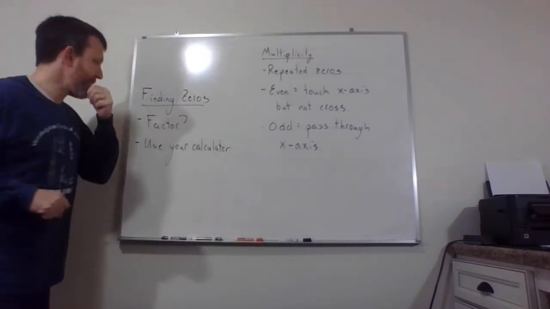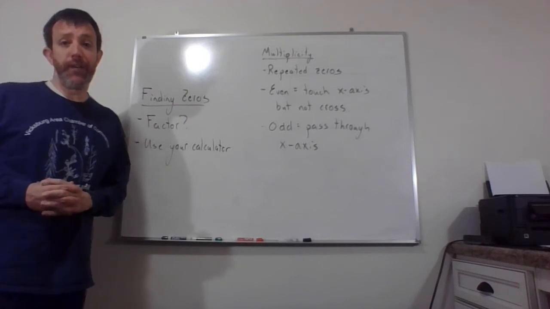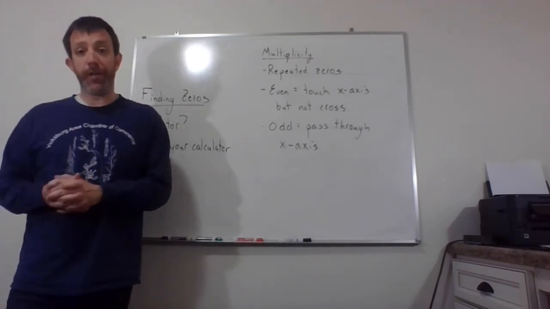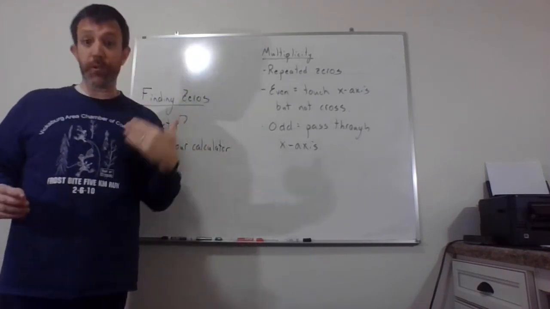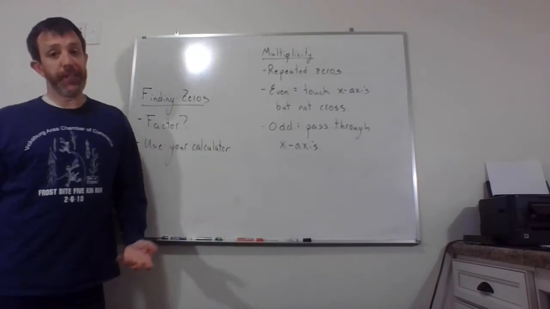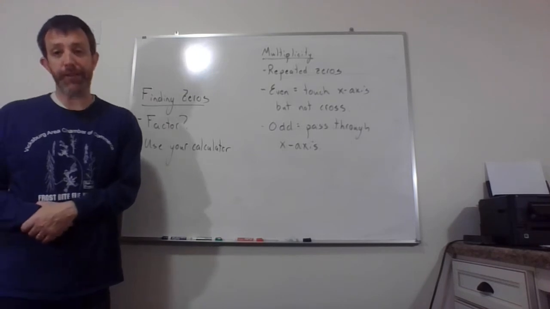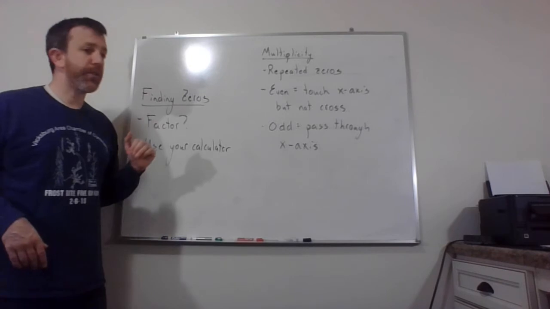All right, anyway, finding zeros. You have two options. You can either factor the polynomial if you can, or you can use your calculator. Factoring, hopefully you already know how to do that. I'm not going to cover that here. That definitely is something you should have figured out before you got to this class. If you need help with it, go back. I have videos for introductory algebra where I teach factoring, so you can go back and find those. Or you can use your calculator.